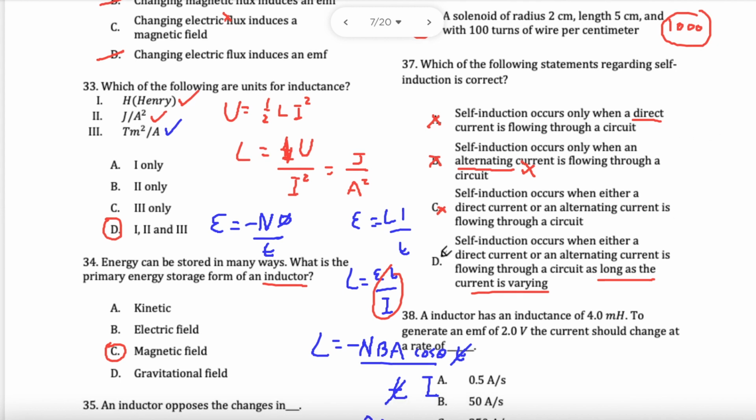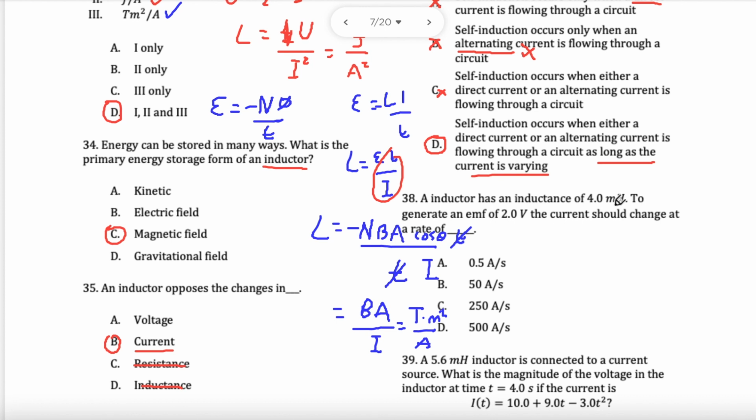That is a change. There will be a self-induction over there. So D is the best answer for self-induction. There's something you need to know about self-induction and mutual induction, which I have covered in a previous video. You can check that out as well.